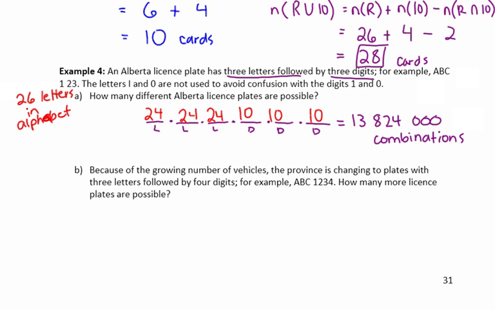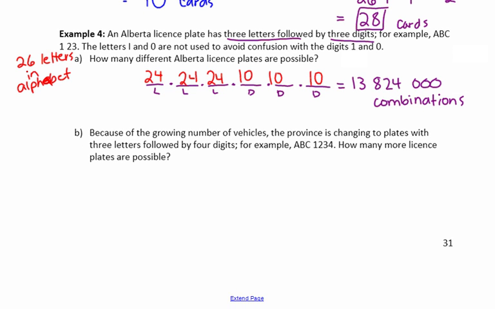But what have they started doing recently? They started adding a 4th number. Have you noticed that on some of the license plates? So why did they do that? Well, it's a growing number of vehicles because people don't have just one vehicle, right? So it's not always just equal to the number. You have to think about the number of vehicles with license plates. So because of the growing number of vehicles, the province is changing to plates with the letters followed by 4 digits.